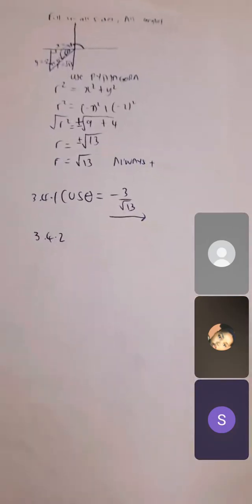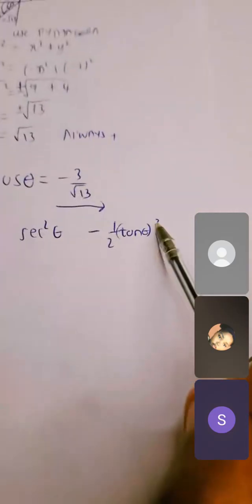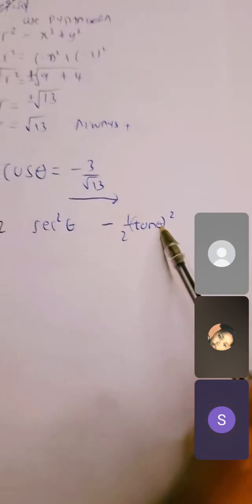That's 3.4.1. 3.4.2, they want the value of sec squared theta minus 1 over tan squared theta. But since it's squared, I'm going to take the squared outside and write tan theta as a ratio. Then we are going to play the substitution game.